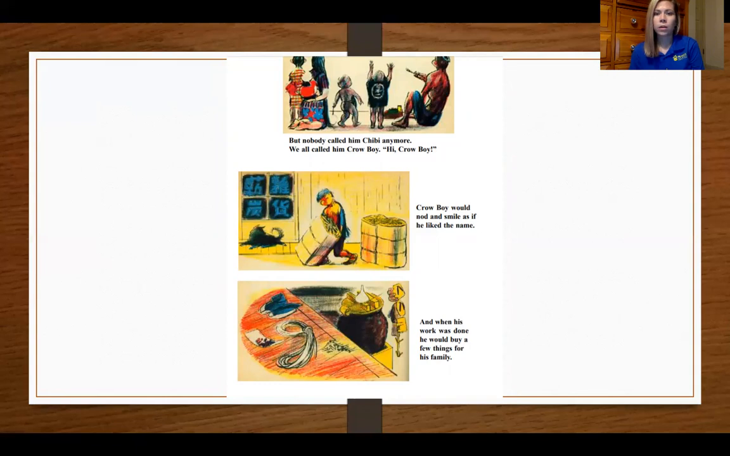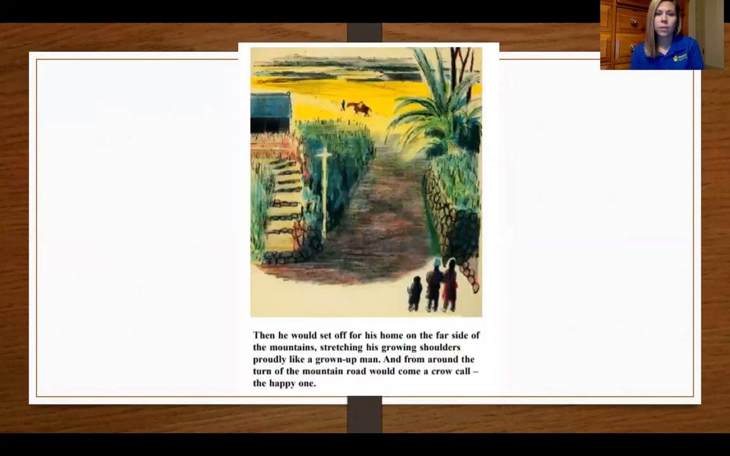"Hi, Crow Boy." Crow Boy would nod and smile as if he liked the name. And when his work was done, he would buy a few things for his family. Then he would set off for his home on the far side of the mountains, stretching his growing shoulders proudly like a grown up man. And from around the turn of the mountain road would come a crow call, the happy one.